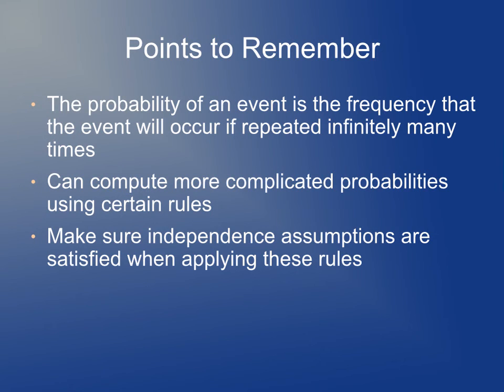The main things to remember from today's lecture are that the probability of an event is the frequency that the event will occur if it's repeated infinitely many times. You can compute more complicated probabilities using certain rules, and when you apply these rules, make sure that the assumptions about events being independent or events being disjoint are satisfied. If they're not satisfied, you can end up with nonsensical statements like 100% chance of rain in the next 2 days because of 50% chance tomorrow and 50% the day after tomorrow.